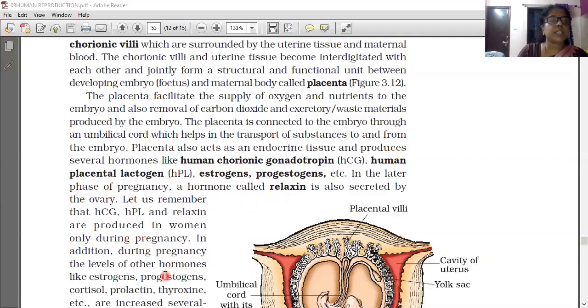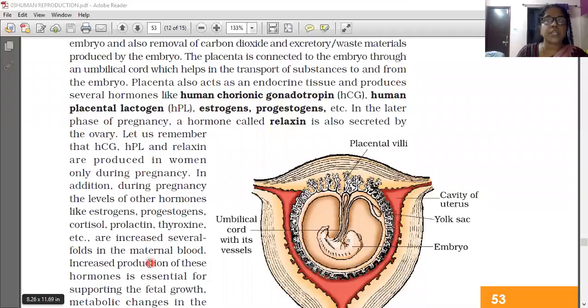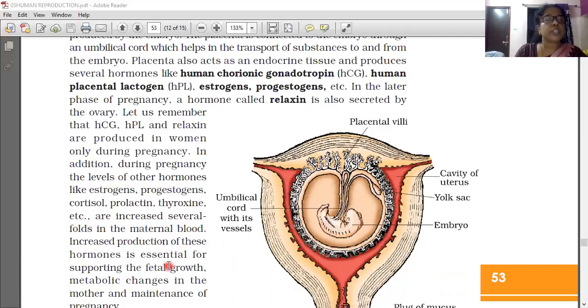In addition, during pregnancy, the levels of other hormones like estrogen, progesterone, cortisol, prolactin, thyroxine, etc. are also increased several fold in the maternal blood. What are the other hormones increasing? Estrogen and progesterone, cortisol, prolactin, thyroxine. Like that, many other hormones are increased several fold in the maternal blood. Increased production of these hormones is essential for supporting fetal growth.